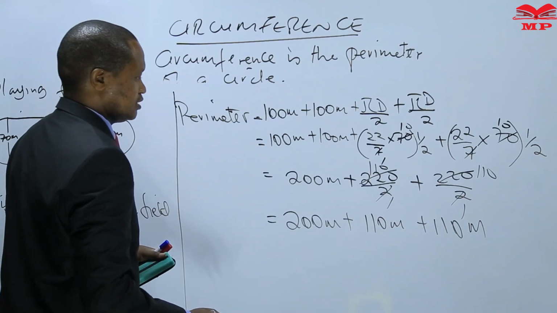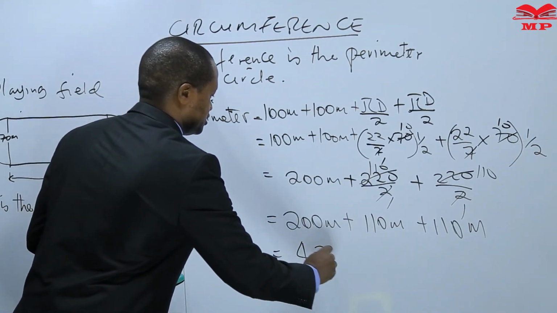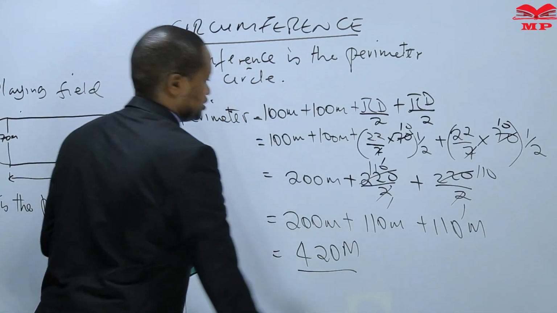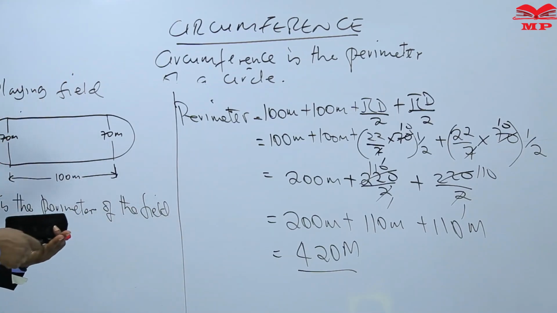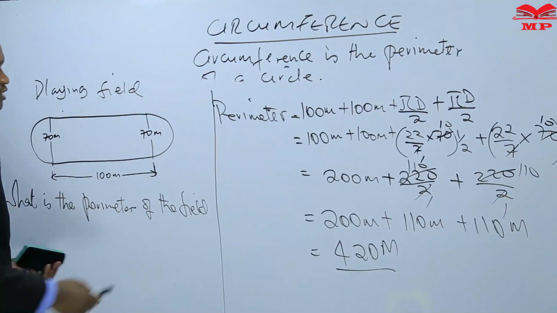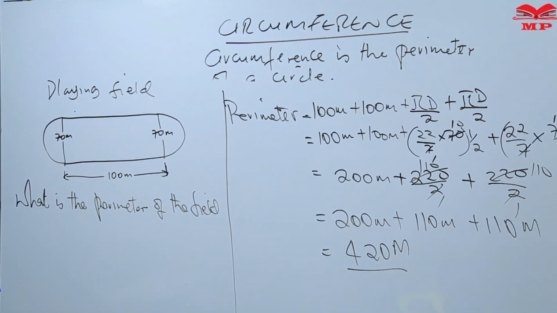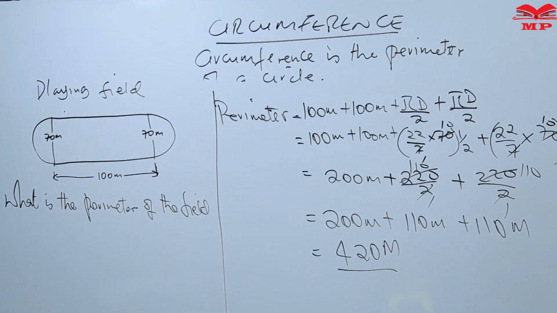So this will be equal to 420 meters. 420 meters is the perimeter of the playing field. The perimeter of this playing field is 420 meters. Now, learners, we have done together questions 1A, B, C, D.